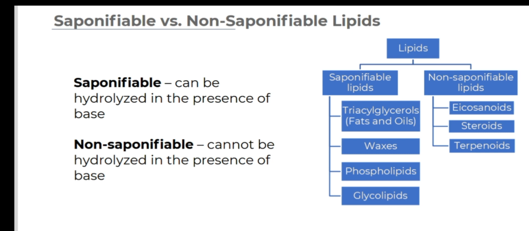of base. There are four main types of saponifiable lipids: triacylglycerols, fats and oils, waxes, phospholipids, and glycolipids. While there are three types of non-saponifiable lipids: eicosanoids, steroids, and terpenoids.